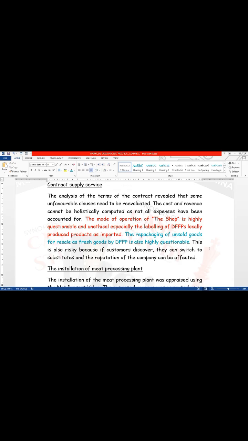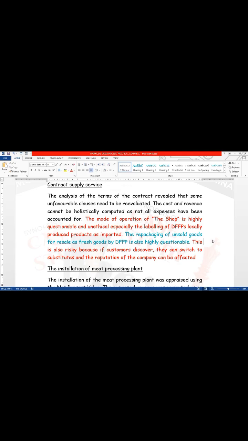This is also risky because if the customers discover, remember they told us that we should consider the risk associated with this product, right? This is very, very risky because if the customers discover that DFFP, that's Digital Farm and Farm Products, are repackaging unsold, unfresh goods and calling it fresh, they can switch to substitutes, they can switch to competitors, and the reputation of the company can be affected. If blogs start carrying it around that DFFP are into this kind of unethical behavior, it can affect their reputation. So venturing into this business, they actually have to consider all this risk and all this unethical behavior.